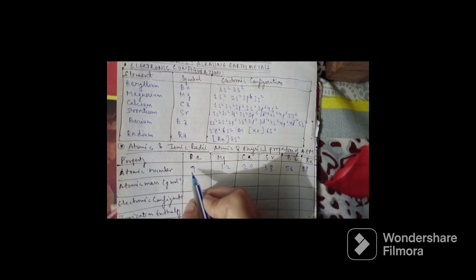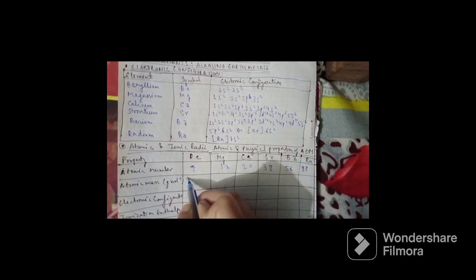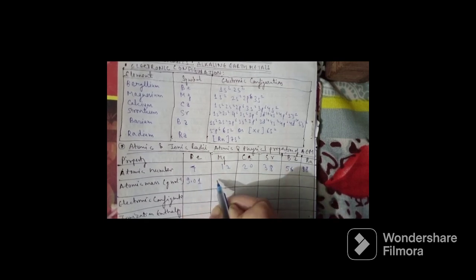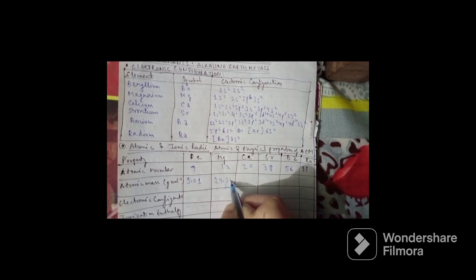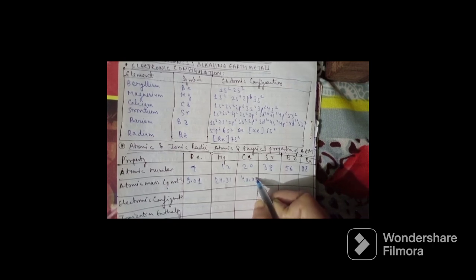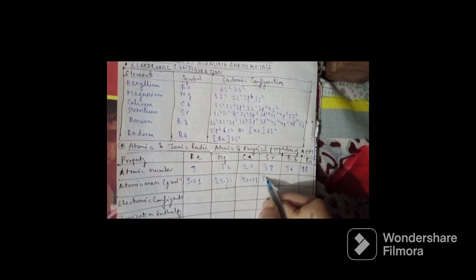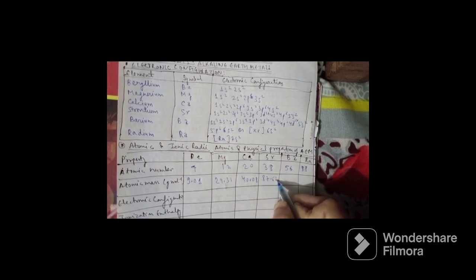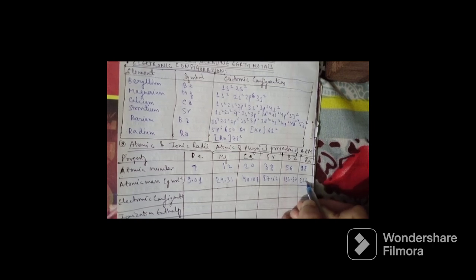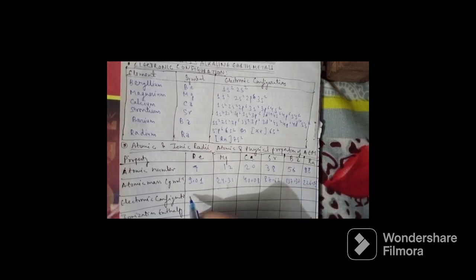Now coming to the atomic mass. Beryllium is 9.01. Atomic mass of magnesium is 24.31. Atomic mass of calcium is 40.08. Atomic mass of strontium is 87.62. Atomic mass of barium is 137.33. Atomic mass of radium is 226.03.